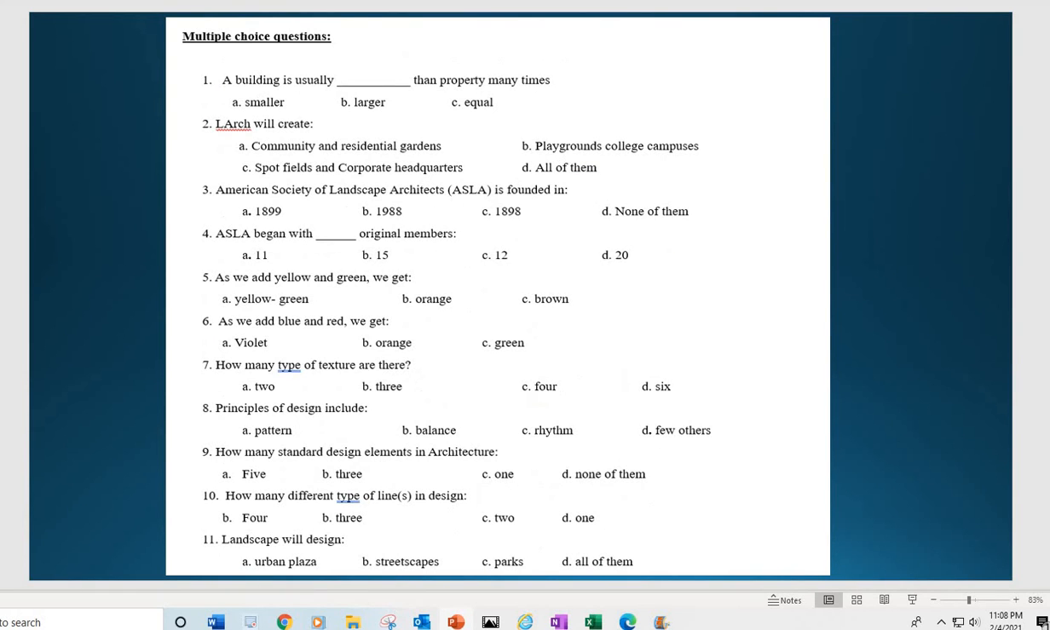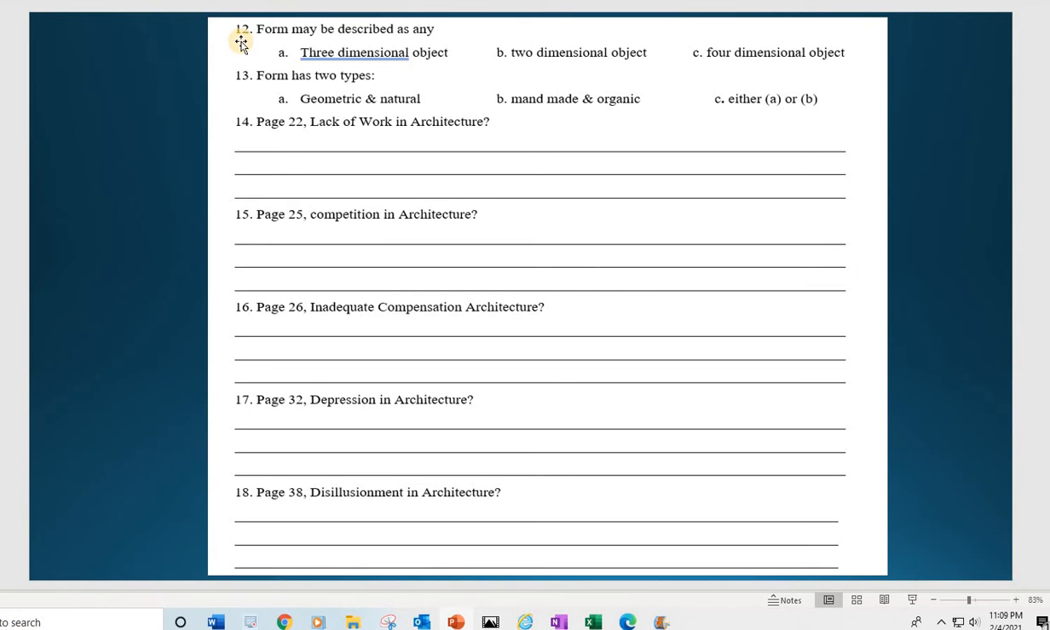After that, you continue with part 3. Part 3 is multiple choice questions. Please select the best answer. I have 4 answers, and you try to select the best one. This is questions 1 to 11, and we can continue with 12 to 18. Remember, for the question I have the page number right here.